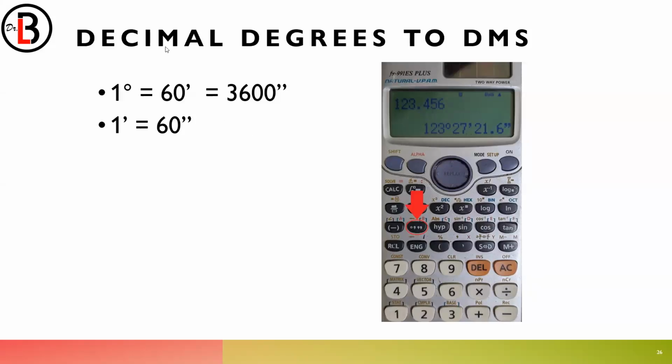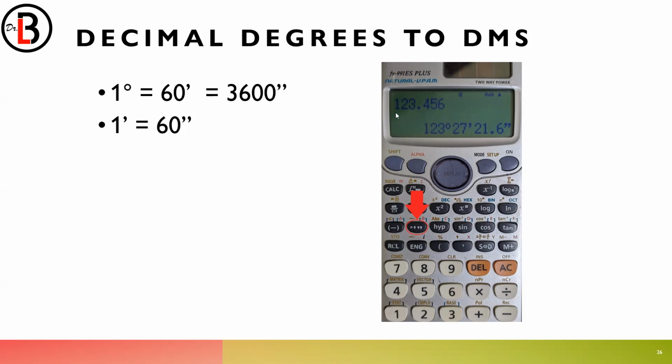So let's deal with this, how to change from decimal degrees to degrees, minutes, seconds, and backwards. So what do we have to remember? In here, take note that 1 degree is equal to 60 minutes, which is also equal to 3,600 seconds. And 1 minute is 60 seconds. The degrees, minutes, and seconds is represented by this button, or sometimes it can be DMS.